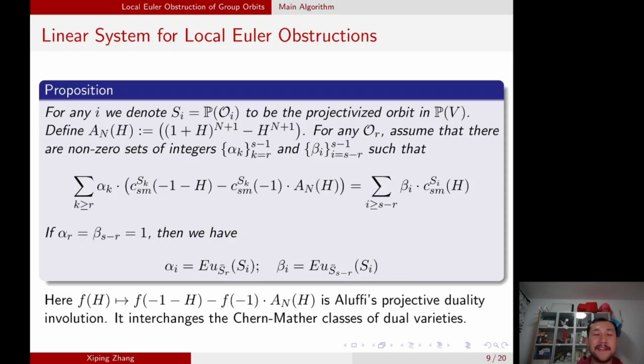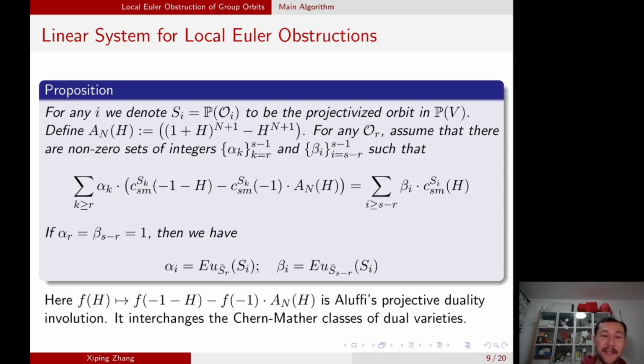So we define Si to be the projectivized objects of Oi, and we define A and H to be the Chern-Schwartz-MacPherson class of Pn, the projective space. So for any object OR, assume that there are sets of integers alpha k and beta i such that the following equality holds. Okay, let's briefly explain the equality here.